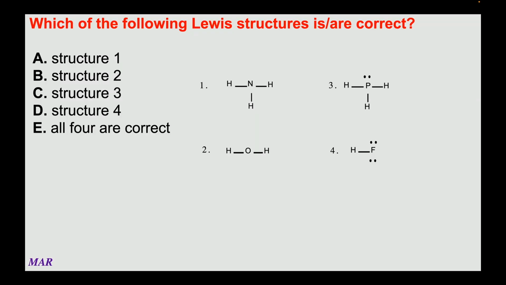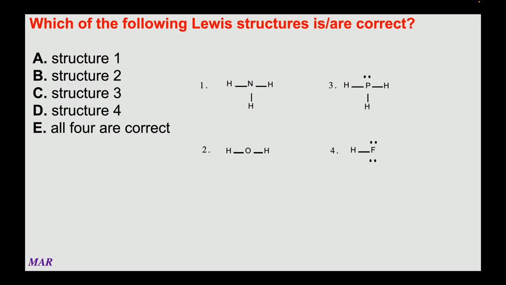So here's a type of problem you might see, and it says, which of the following Lewis structures is or are correct? And to answer this question, you want to make sure that hydrogen has one bond, and none of those structures have hydrogen with a lone pair or a double bond, so that's okay. But you also want to make sure that your central atom has an octet, and an octet in a Lewis structure means 4 pairs of electrons, and those pairs can be bonding pairs or lone pairs.